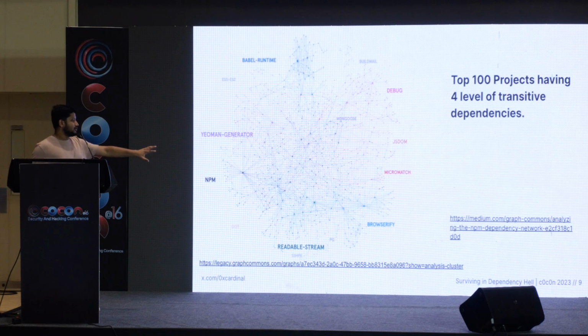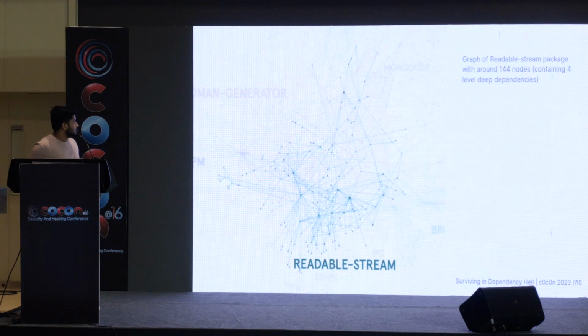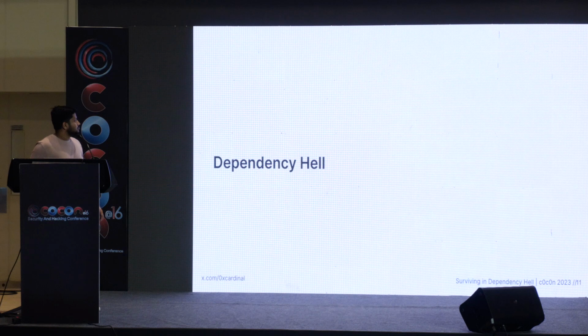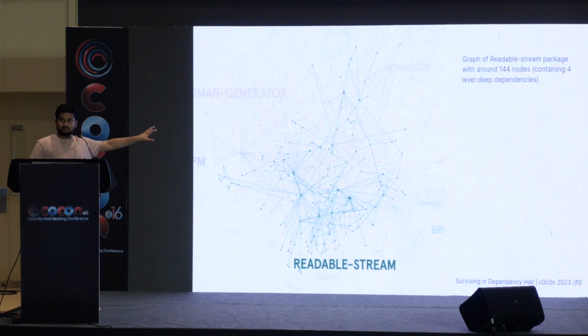Every slide might contain links at the bottom, which you can use at a later stage in order to learn more about it. If you see, this is one of the readable stream packages, which has 144 nodes in just 4 levels of dependencies. So it is dependent on around 144 packages. It might not be direct, but it might be transitive as well.